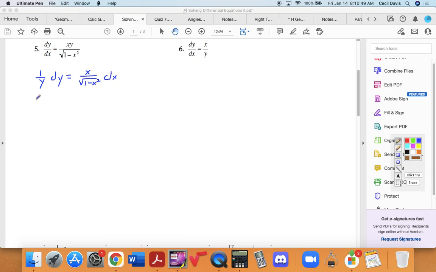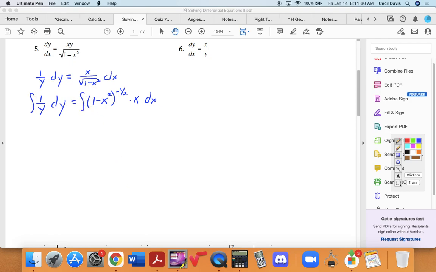So the left side, you're probably pretty happy leaving it as 1 over y, because you know the antiderivative of that is going to be natural log of the absolute value of y. Over here, what I would say is, think of it this way: 1 minus x squared to the negative 1/2 times x dx. Okay, yeah. I see now.